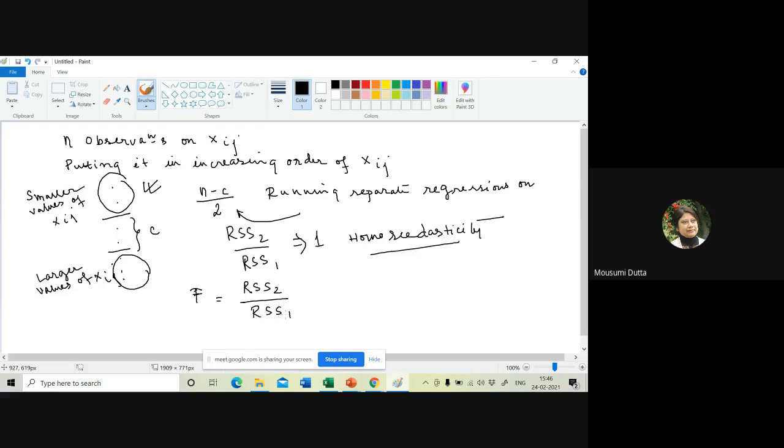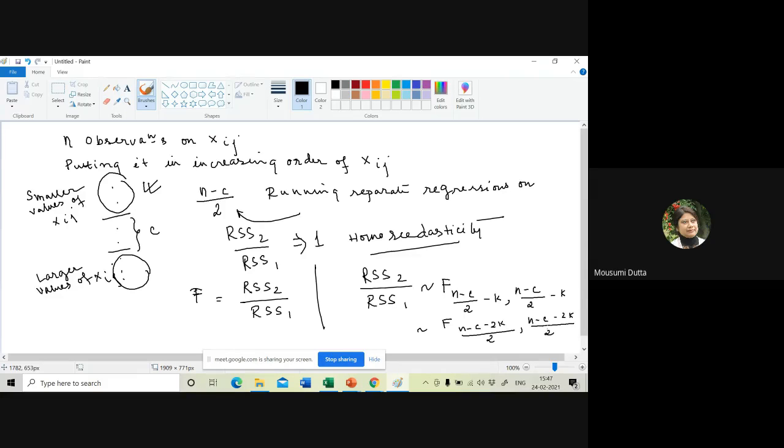Step 5. This RSS2 by RSS1 follows F with degrees of freedom, which can also be written as F with degrees of freedom (n minus c minus 2k) by 2, (n minus c minus 2k) by 2.